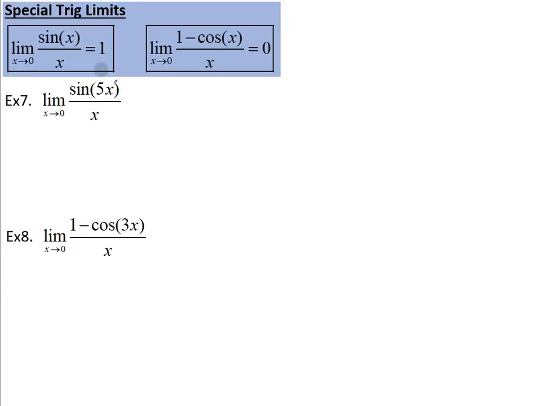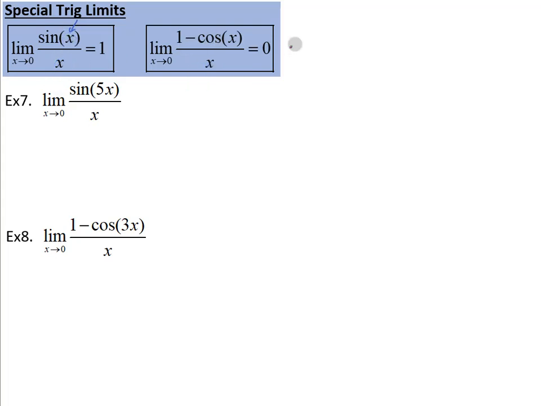Okay, our last section here has to do with some special trig limits. And these ones are a little tougher to explain, but if you graph them in something like Desmos and look at what's happening at the graph, you'll see that these values are true. But what has to match here for us to be able to use these is the x inside of sine, inside of the argument, has to match the denominator.